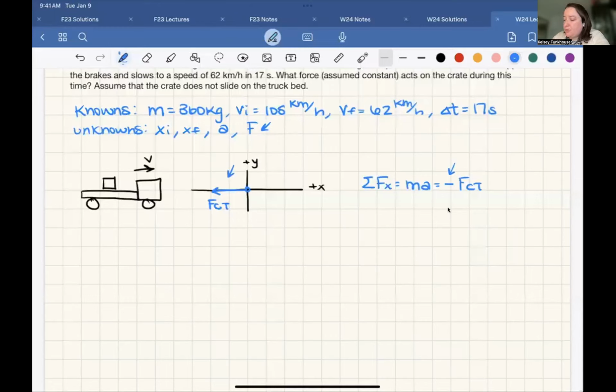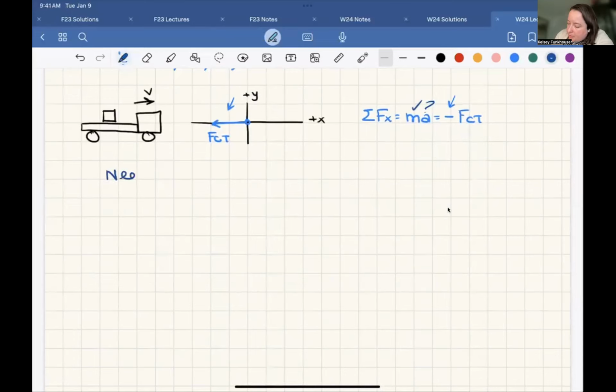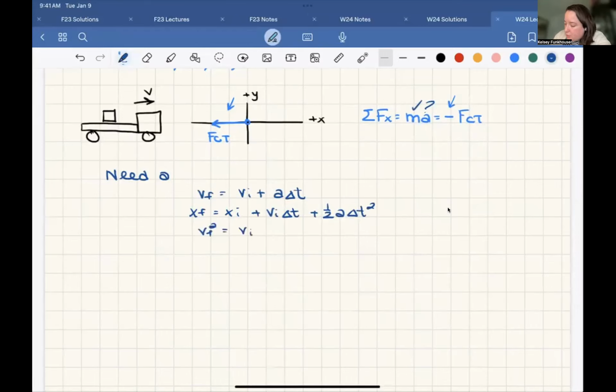Now, in order to find this force, which is what we're asked for, looks like we need to find the acceleration because we know the mass, but we don't know the acceleration, but we know the change in velocity and time interval. So we can use those in our kinematics equations to find the acceleration. So let's look at our kinematics equations. First one, v final equals v initial plus a delta t. Then x final equals x initial plus initial velocity delta t plus 1/2 acceleration delta t squared, and finally v final squared equals v initial squared plus 2a delta x.